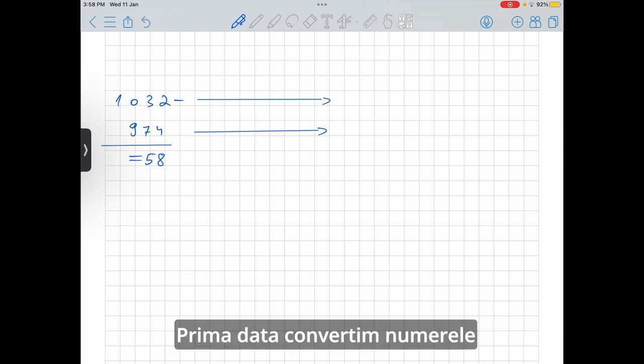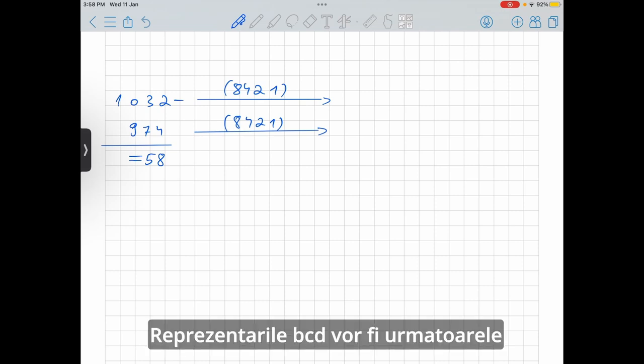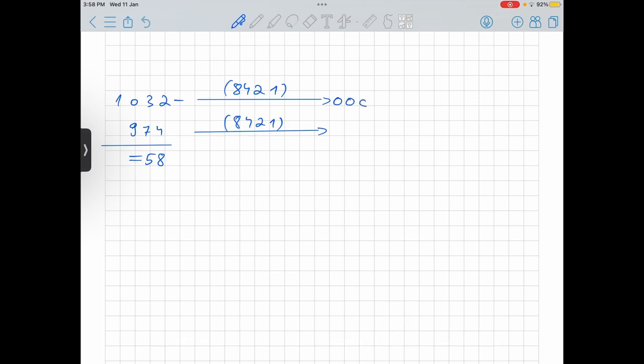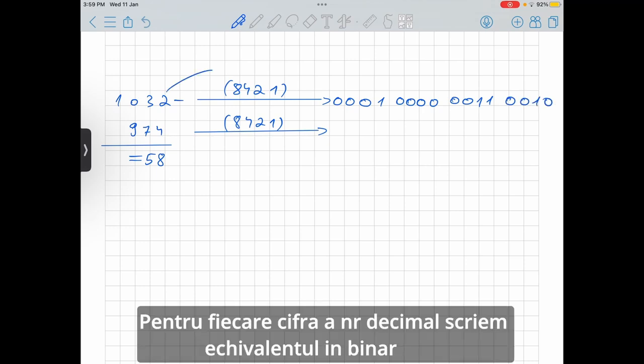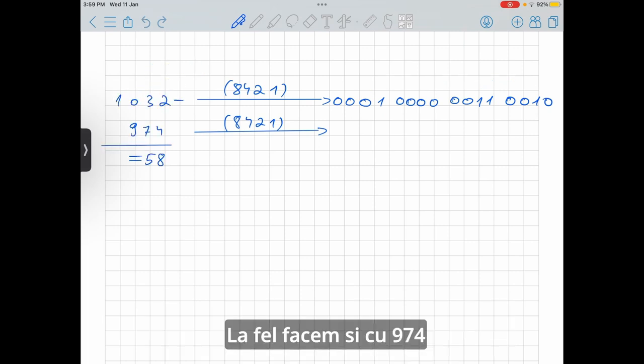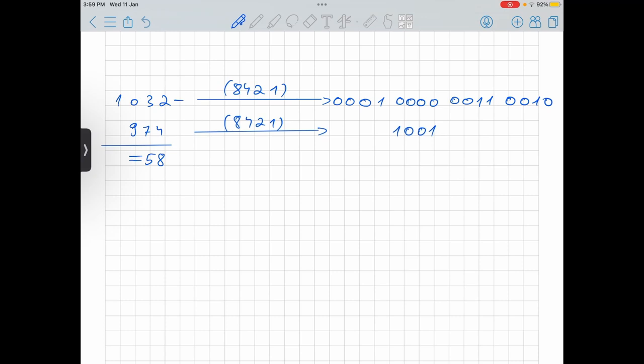First, let's convert these numbers in code 8421. The result should be the following: 0001 0000 0011 0010. For each of the numbers from here, we wrote the equivalent in binary here. The same we do also for 974, and we will have 1001 0111 0100.